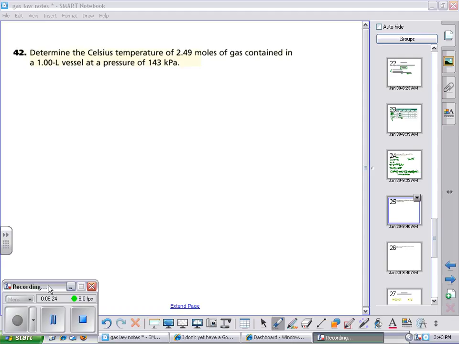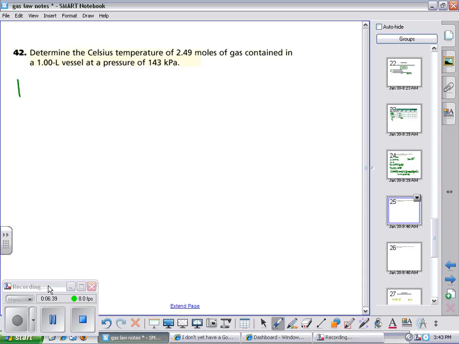Okay, what about this one here? It says determine the Celsius temperature, so we're going to have to convert back to Celsius, of 2.49 moles of gas contained in a 1 liter vessel at a pressure of 143 kilopascals. So our pressure, 143 kilopascals. The volume is 1 liter. The N, the number of moles, is 2.49 moles. If that was in grams, we'd have to convert it to moles, but we're okay.